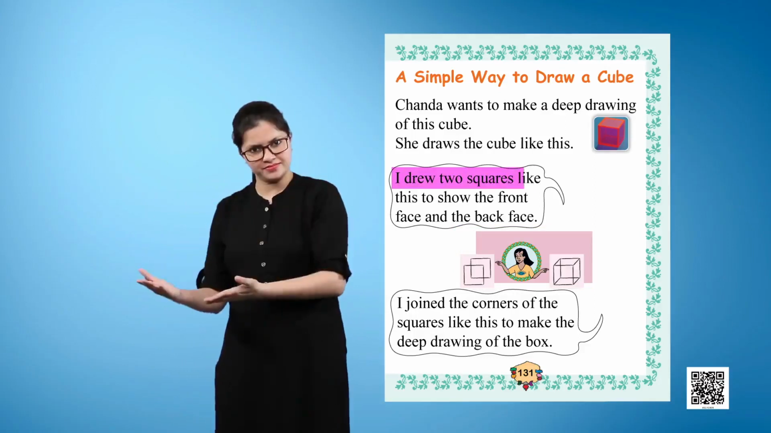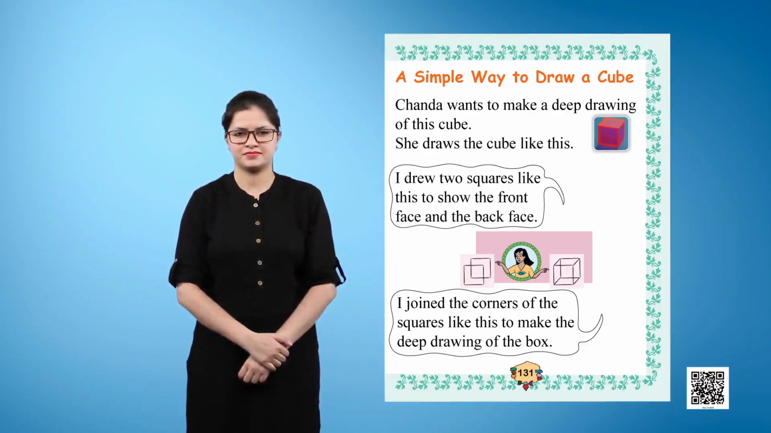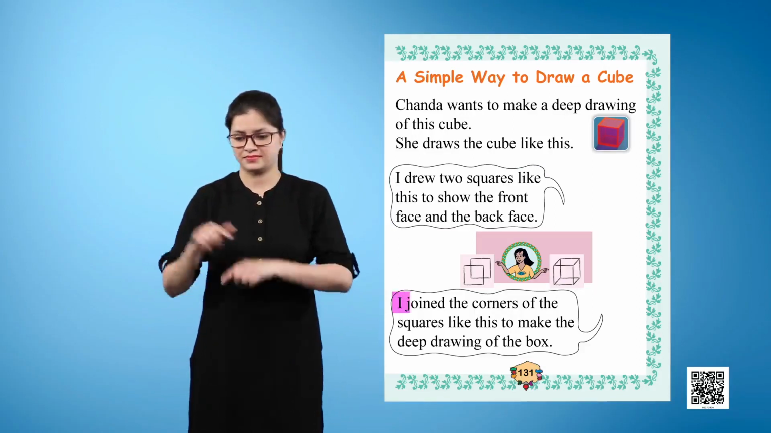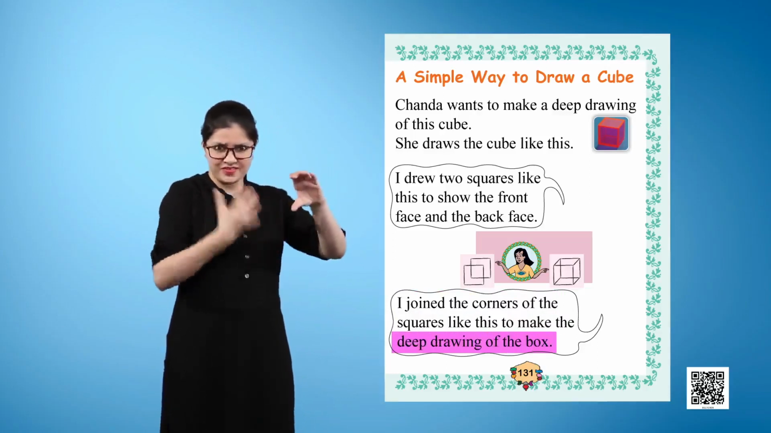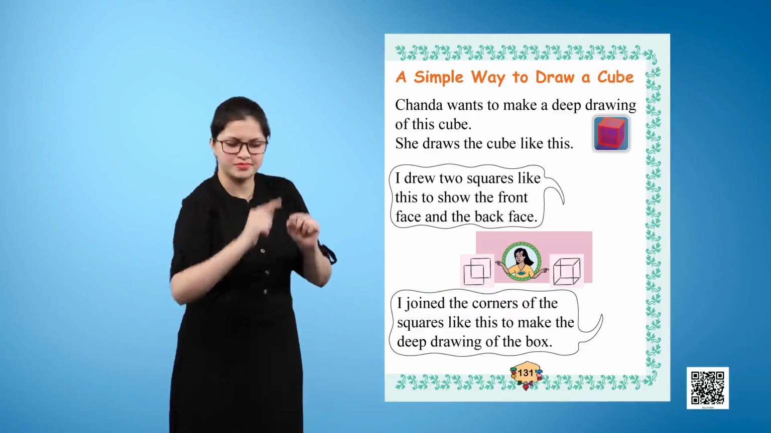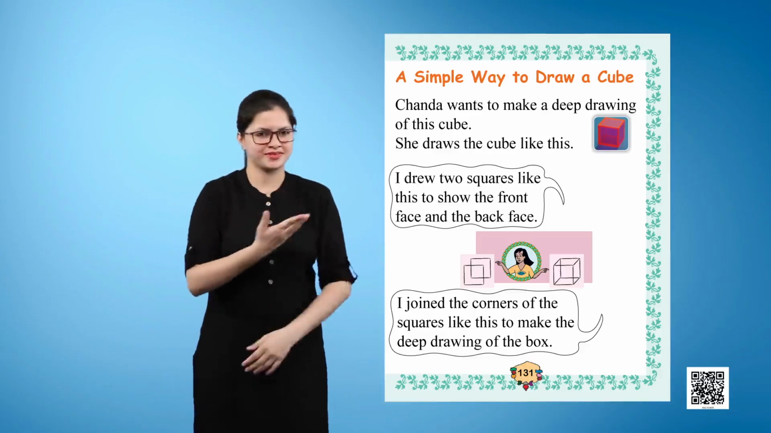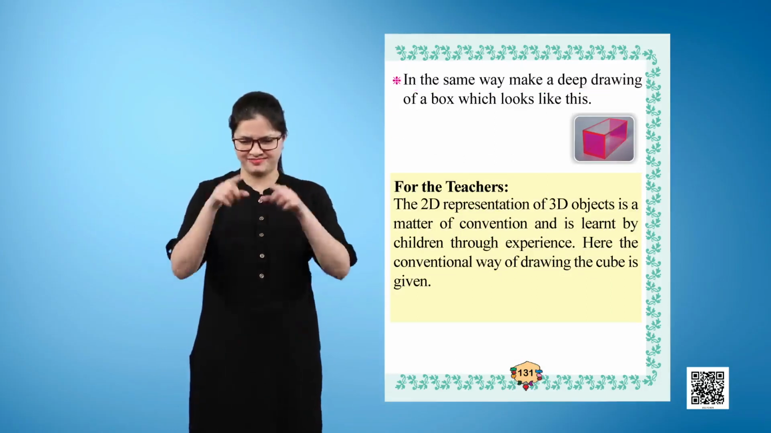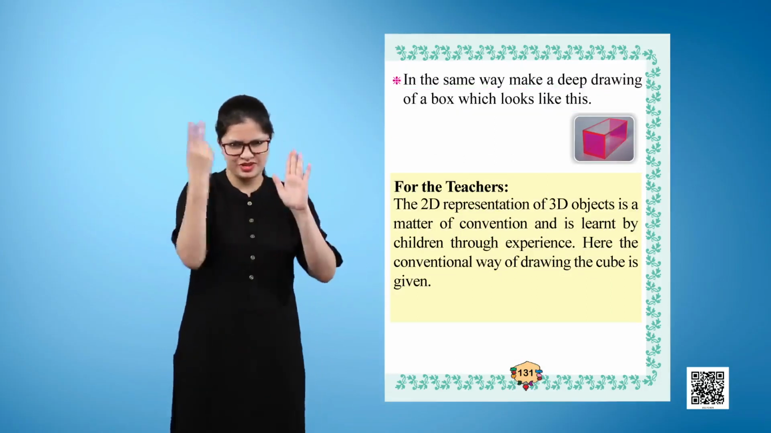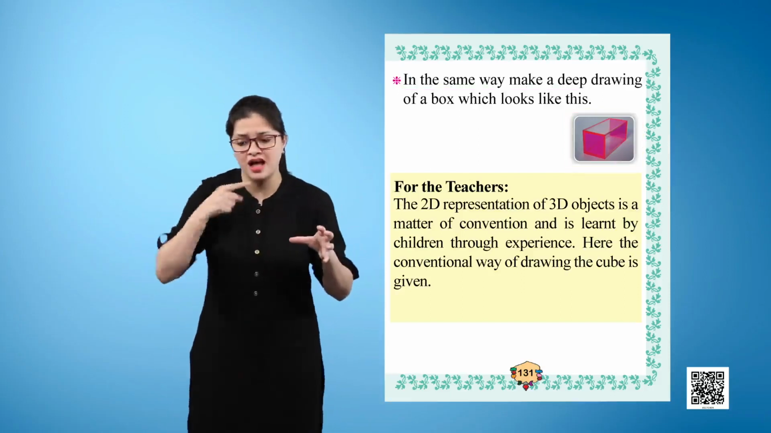I drew 2 squares like this to show the front face and the back face. We see 2 squares drawn a little diagonally to each other. I joined the corners of the squares like this to make the deep drawing of the box. In a simple but effective way, joining the corners of the squares turns this drawing into a deep drawing of the cube or the box. In the same way, make a deep drawing of a box which looks like this. We can see a rectangular box for which you have to make a deep drawing.